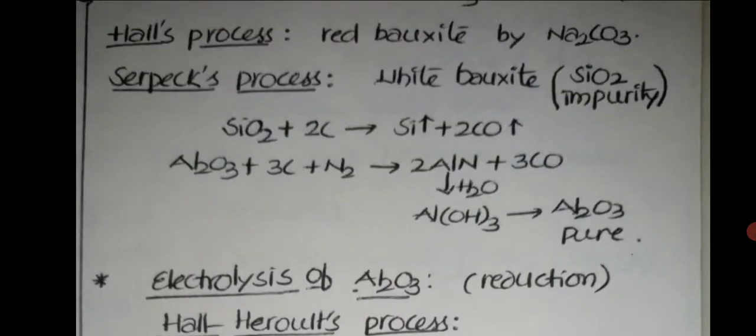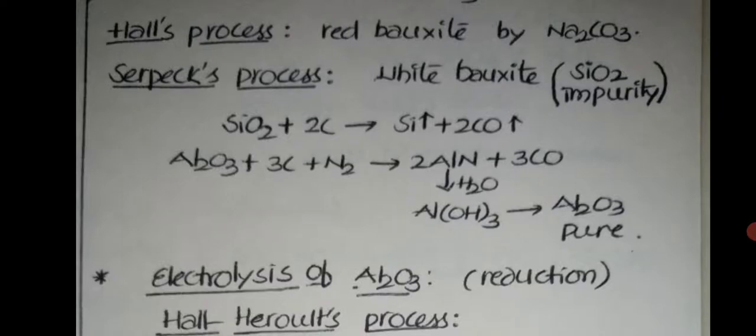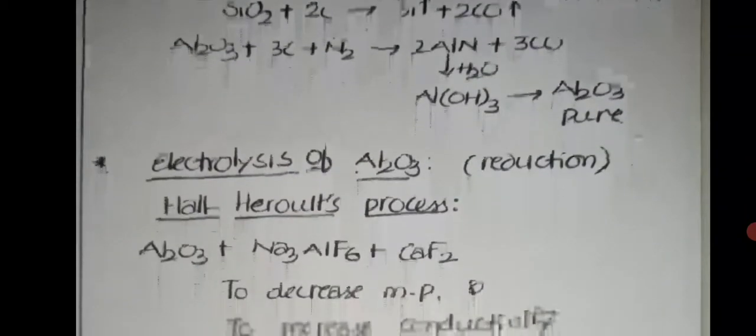This is one method. The other method is Hall's process. In place of sodium hydroxide, you just use sodium carbonate, rest everything is same. Serpeck's process is for white bauxite where the impurity is silica, SiO2. So it is treated with coke and nitrogen, where coke reacts with silica to form silicon vapors and carbon monoxide. Al2O3 reacts with nitrogen and coke powder and gets reduced to AlN, aluminium nitride. Aluminium nitride further hydrolysis gives you aluminium hydroxide, which on heating gives you pure Al2O3. So these three steps are to remove iron oxide or silica impurities.